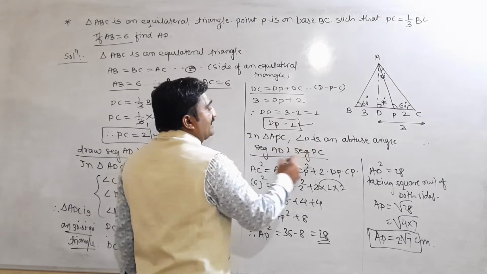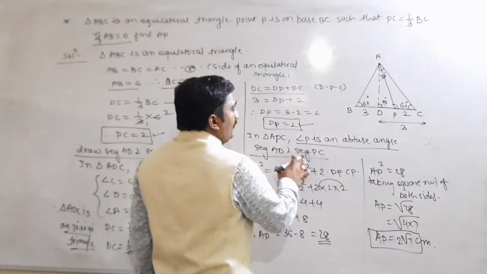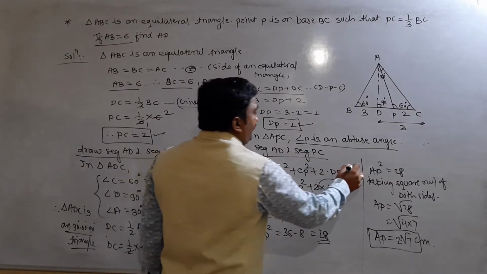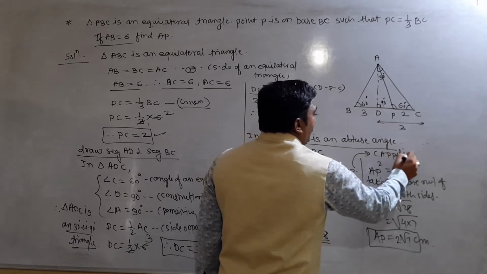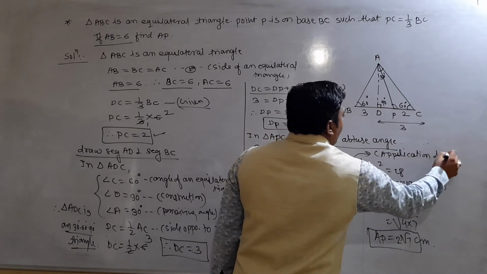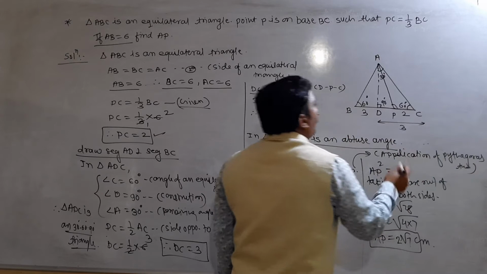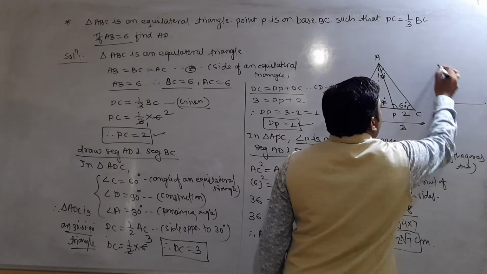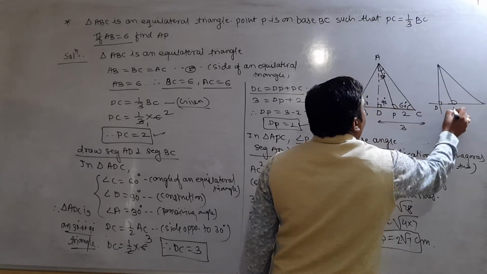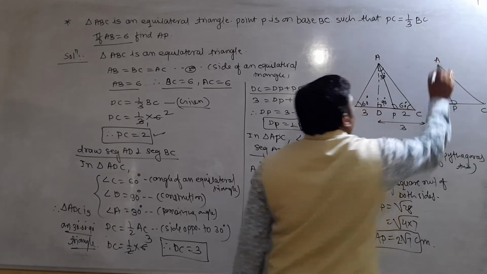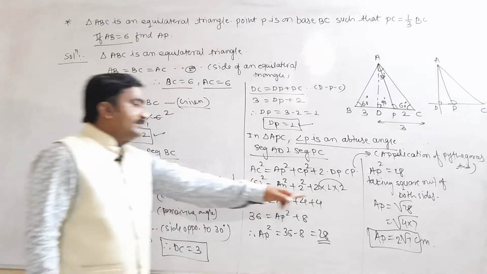So, in triangle APC, angle P is an obtuse angle, and segment AD is perpendicular to segment PC. This is an application of Pythagoras theorem. Remember that Pythagoras theorem. How is it possible? This is a triangle, this is an obtuse angle and we can draw a perpendicular here. This is D, this is P and this is C. So by using this application of Pythagoras theorem, we can solve that AP is equal to root 28.